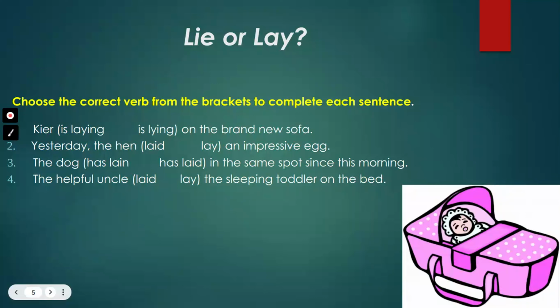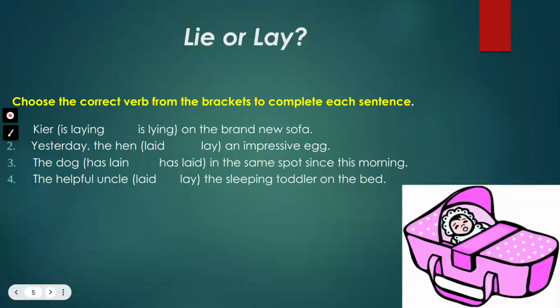The answer is to lie. In particular, the one that carries the meaning to be in a horizontal position on a supporting surface. Now, do you remember what is the present participle of that verb? Yes, it is lying. Therefore, we say Care is lying on the brand new sofa. Now, were we to say Care is laying, we would be given the meaning that he is laying eggs on the sofa. And of course, that is not the meaning that we wish to convey.